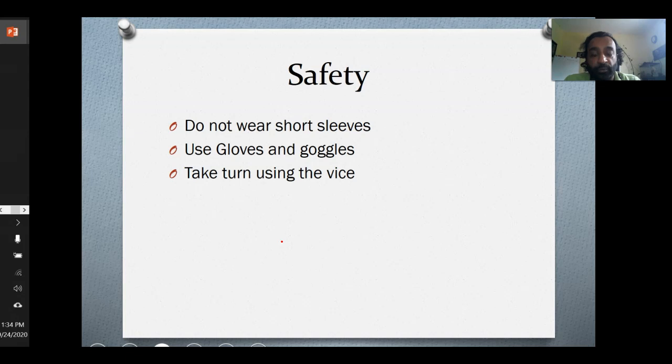For safety, we're not wearing any short sleeves for this lab. Make sure you wear goggles, gloves and your mask, and we'll take turns using the device. I'll want to watch you while you do it, and make sure you have the right process. Take your time, and you're going to do at least two solders in one pipe, and it will be good practice. If you want to practice more, let me know.